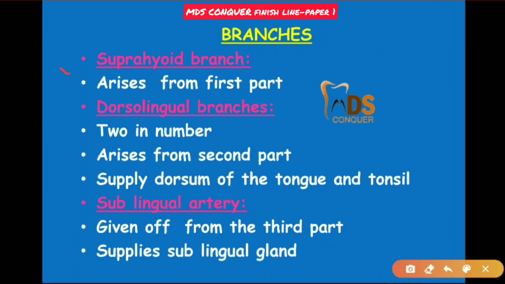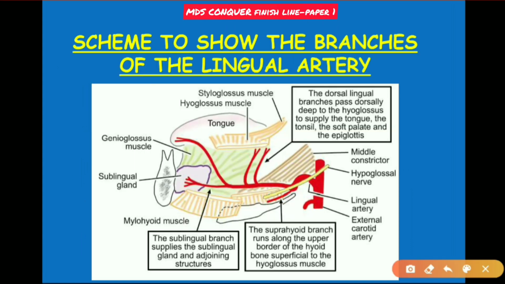Branches include the suprahyoid branch, whereas the infrahyoid branch is a branch of the superior thyroid artery. Then dorsolingual branches and the sublingual artery. So the suprahyoid branch arises from the first part, dorsolingual branches arise from the second part, and the sublingual artery arises from the third part. Here this diagram shows the branches of the lingual artery. You can see this is the lingual artery, giving the sublingual branch to the sublingual muscle, and the suprahyoid branch. And here you can see the dorsolingual branches.